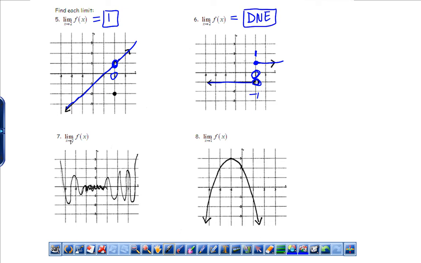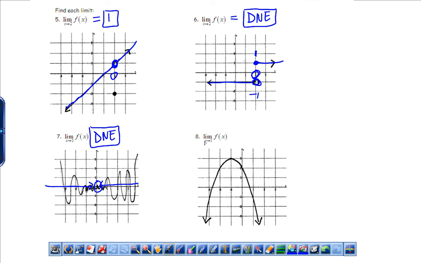So number 7, it says as x approaches 0. I don't think I can trace this one. As we go from the right side and approach 0 from this direction, I could not tell you what that number is. And as we approach 0 from the left side, I don't know what that number is either. So I'm going to say that it does not exist because I can't read that number since it's oscillating.